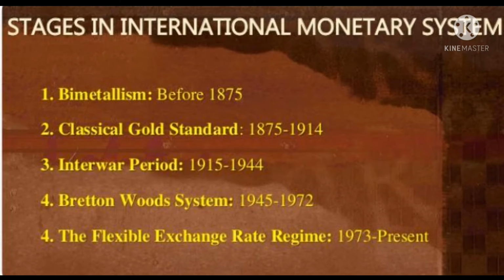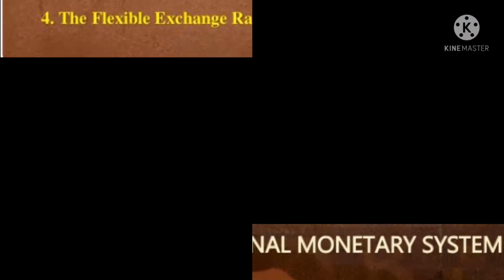In the international monetary system, first, bimetallism before 1875. Second, the classical gold standard, 1875 to 1914. Third, the interwar period, 1915 to 1944. Fourth, the gold exchange system, 1944 to 1972. The fifth, the flexible exchange rate regime, 1973 to the present.